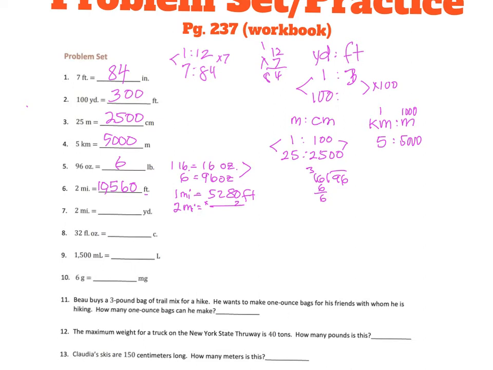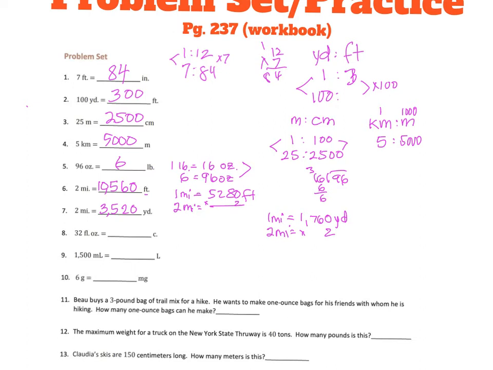So now I'm looking at, one mile is equivalent to 1,760 yards. But they're telling me I have 2 miles, so I'm gonna double this. So times 2 means I have 0, I have 12, carry the 1, 15. So that's going to be 3,520 yards. How about fluid ounces to cups?